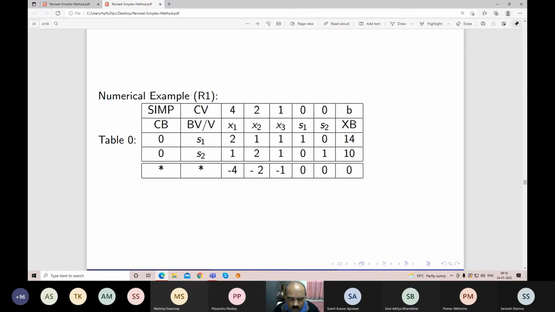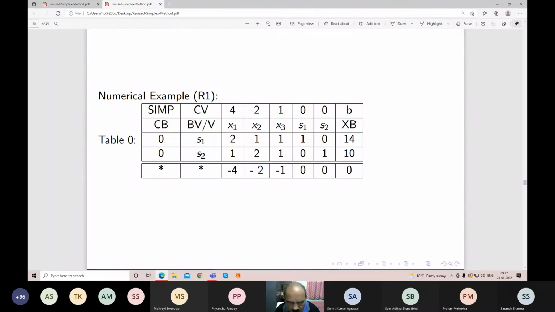Now, once x1 is entering, one of S1 or S2 will leave. How do we find it? Using the simplex rule, the minimum ratio rule: 14 divided by 2 is 7, and 10 divided by 1 is 10. The minimum ratio is 7. With respect to 7, this 2 is our key element.